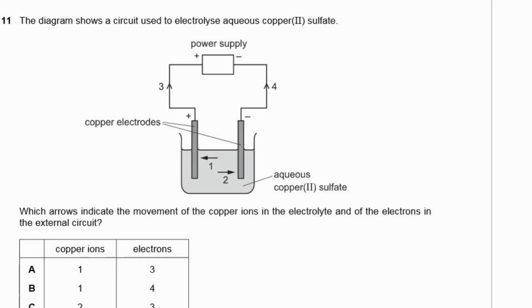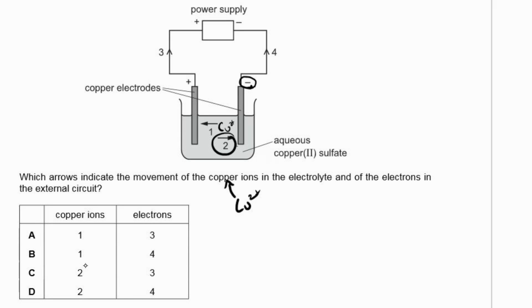Question 11. The diagram shows a circuit used to electrolyze aqueous copper(II) sulfate. Okay, which row indicates the movement of the copper ions in the electrolyte and of the electrons in the external circuit? Okay, so copper ions are positive, Cu2+, so the positive is going to go towards the negative. Okay, so that is going to be Cu2+ going towards the negative electrode. Okay, so that means that it's either C or D.